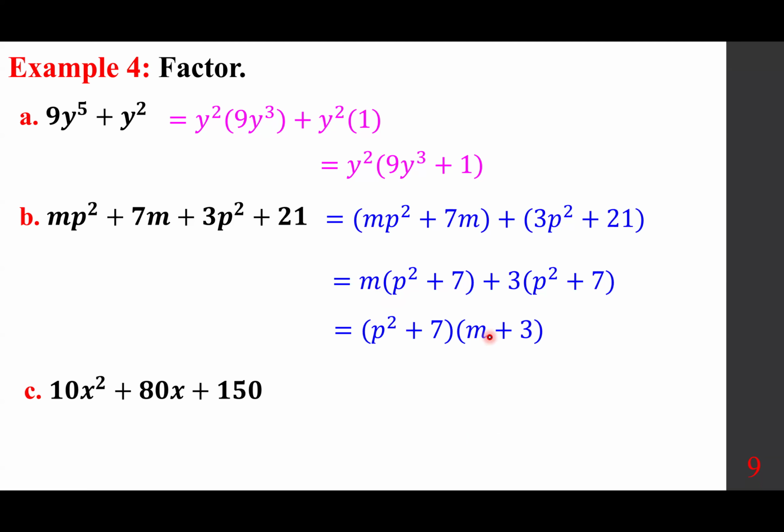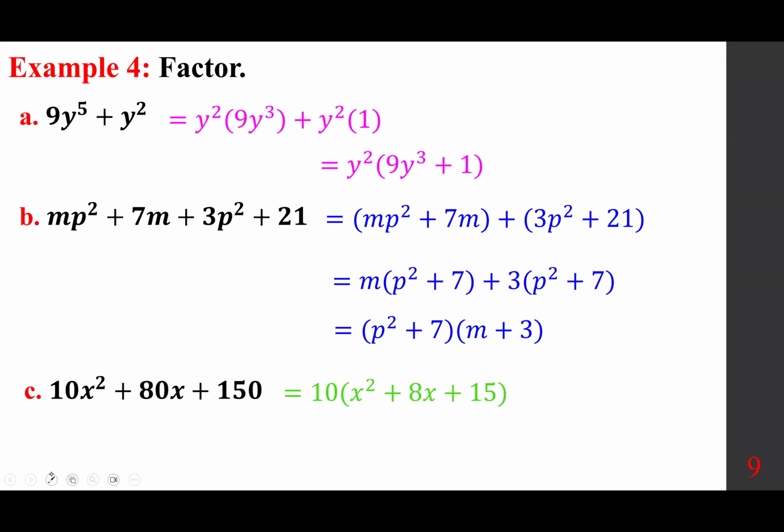10x squared plus 80x plus 150. The first step, can I take a common factor? You notice, obviously, the answer is yes. The common factor, or the GCF, is 10. If I take the 10 out, I get x squared plus 8x plus 15.